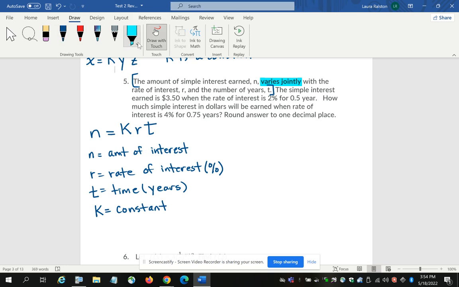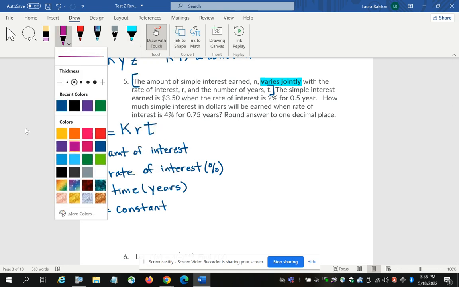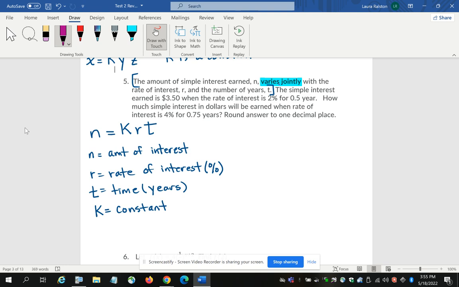Then the second sentence, okay, let me get a different color here. The second sentence kind of gives you one relationship. It says the simple interest earned is $3.50. So I'm going to write down these numbers as we go. When the rate of interest is 2% for half a year. Okay, now that sentence is going to give us all of the information we need, and that's going to allow us to determine the value for K, or the constant.